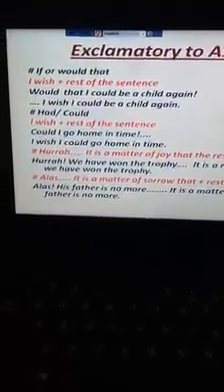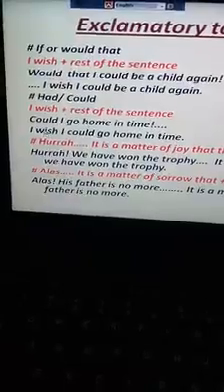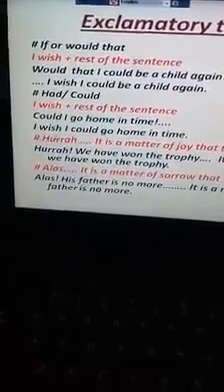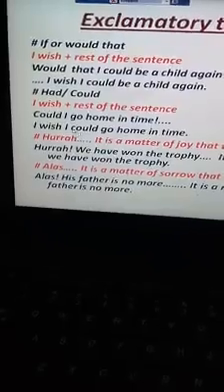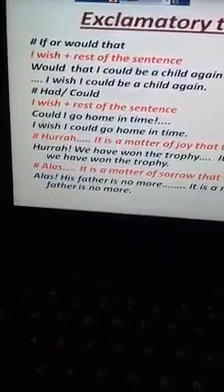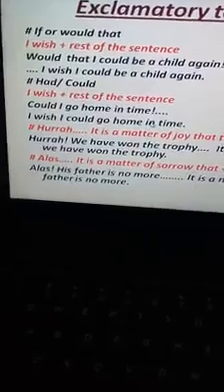Could I go home in time? Instead of could, I have written I wish, but no, I have not removed could. I have to use could after the subject. I wish I could go home in time.